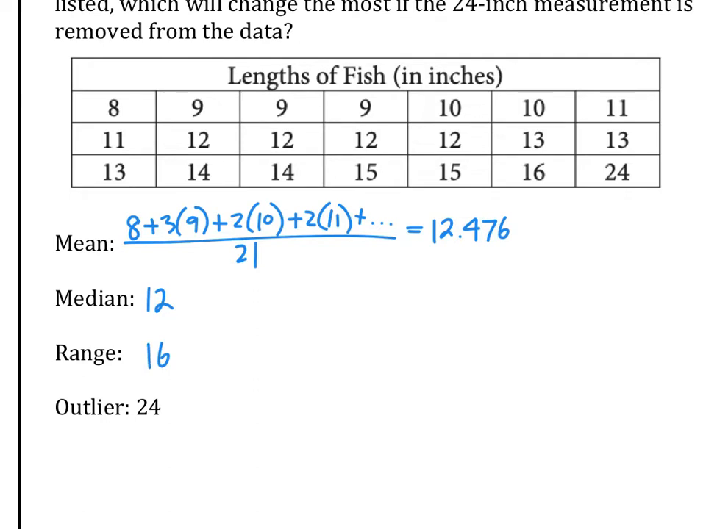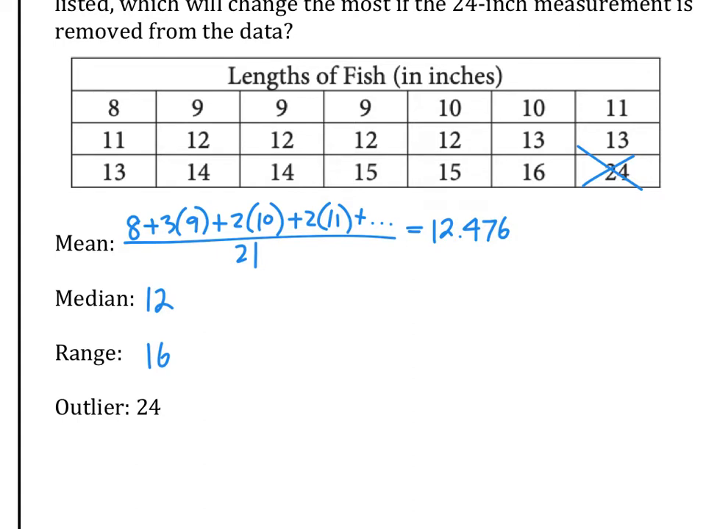And they already told us the outlier is 24, and you can see that too. So most of my numbers are between 8 and 16, and all of a sudden there is a 24. So 24 is very different from the rest of the data, so we would call that an outlier. Now the question is, which one is going to be changed the most if this 24 is not in the data? Well, the question is really, which one of these three is going to be affected if there is not a really big number?